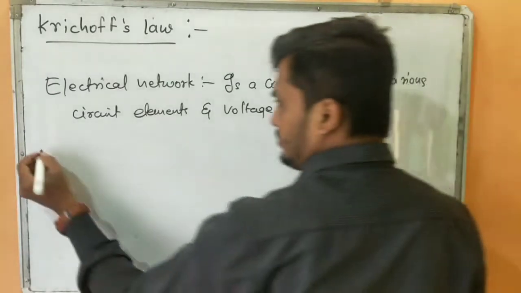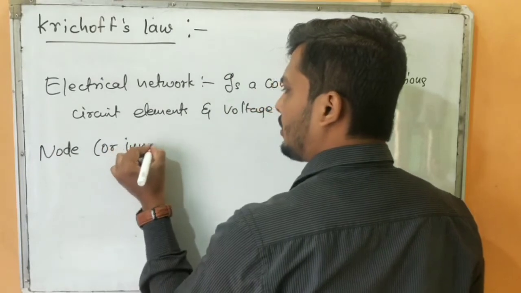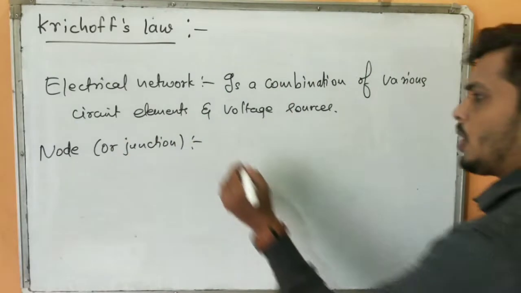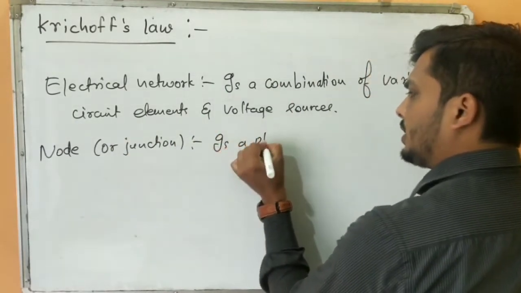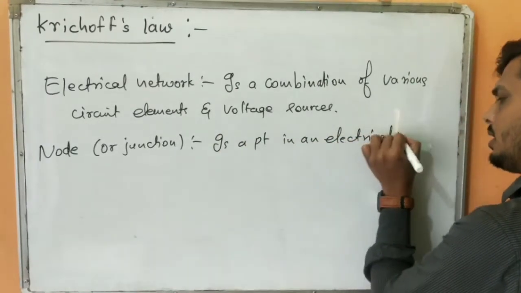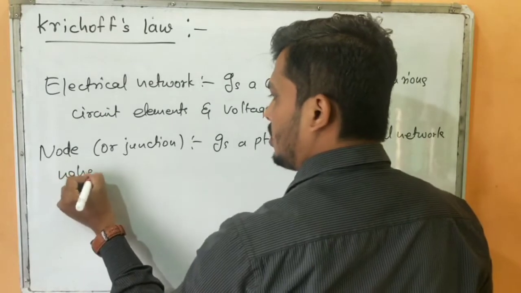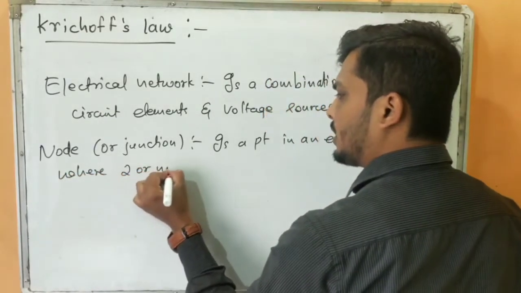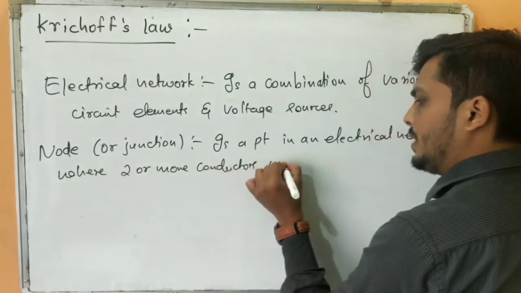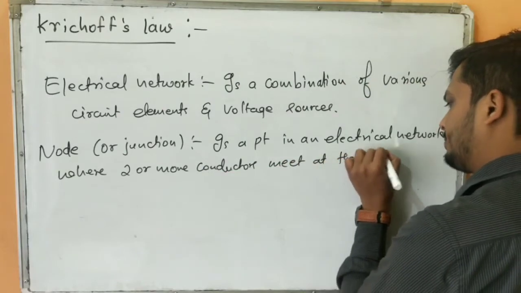Later we will study nodes. A node, or in common language a junction, is a point in an electrical network where two or more conductors meet at that point.